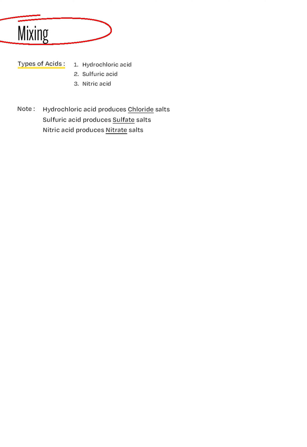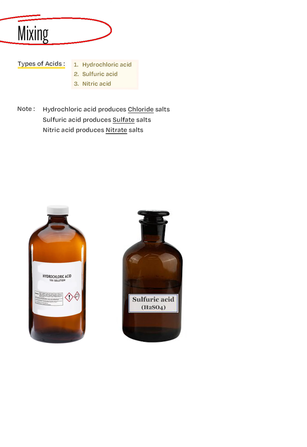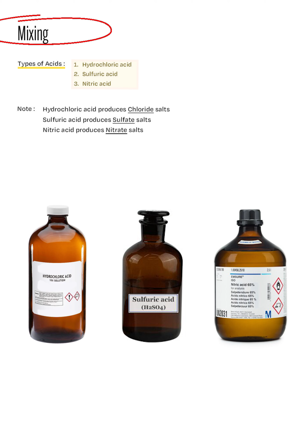The last category of chemical changes involves the mixing of chemicals. We will take a brief look at 4 acidic reactions. There are 3 common acids found in the lab. They are hydrochloric acid, sulfuric acid, and nitric acid. The different types of acids will influence the name of the salt produced.